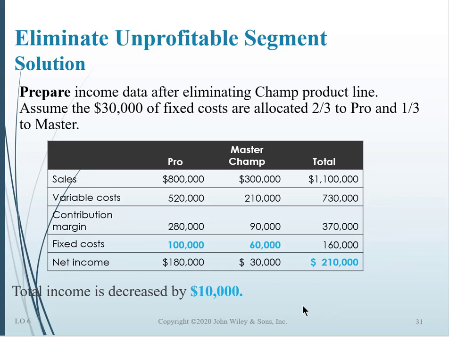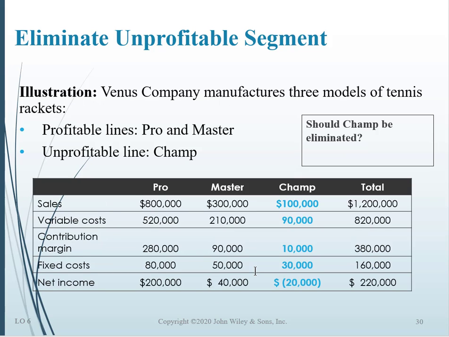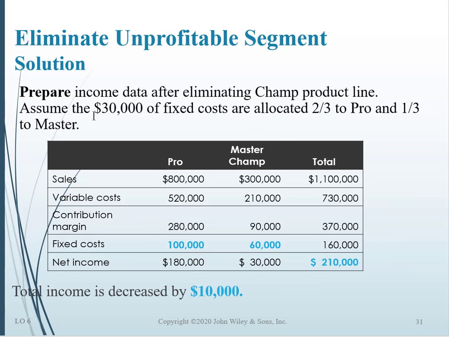So how's it going to work? Let's put our income data here. What would happen if we get rid of Champ? One of the things we have to plug in is what's going to happen to the fixed costs. If I go back here, notice there's 30,000 in fixed costs to go with Champ. If we get rid of Champ, we're still stuck with those 30,000. So we have to figure out how to distribute that fixed cost. They assume they're going to take this 30,000 and do 2/3 to Pro, 1/3 to Master.